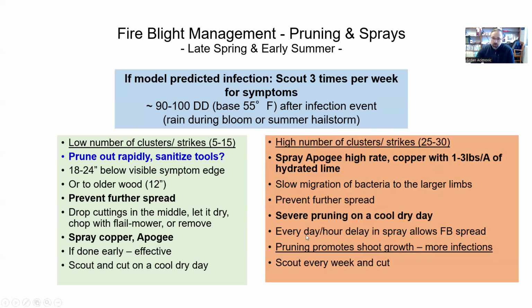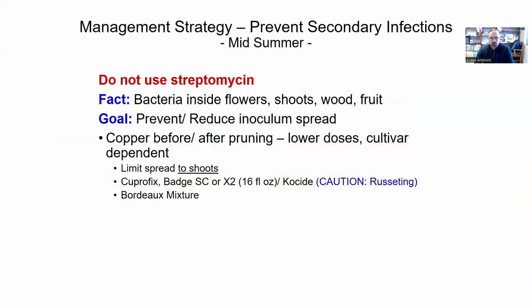You can scout, but if you have this many infections in the orchard, what's going to happen most likely is that you're going to promote more growth by cutting, and that's potentially going to create more susceptible tissue and more infections down the road. So if you do prune hard to get rid of all these infections, Apogee is going to be your friend because it's going to help you stunt that growth that comes after the pruning. Okay, so what about midsummer?